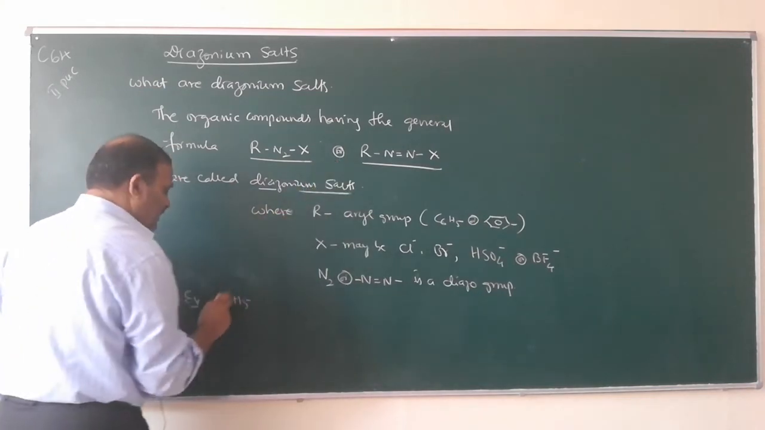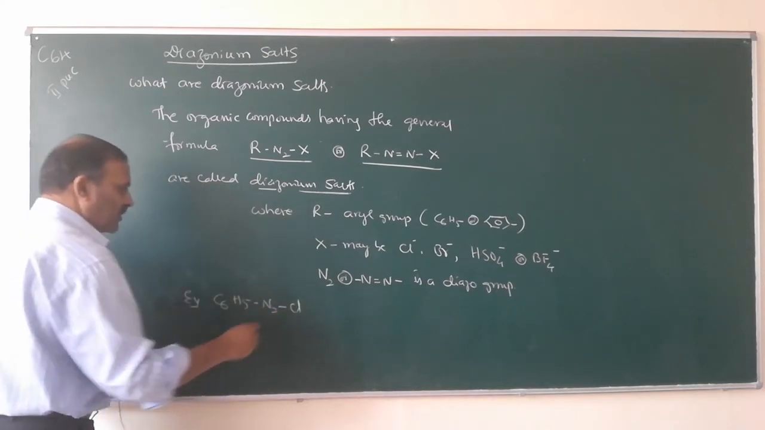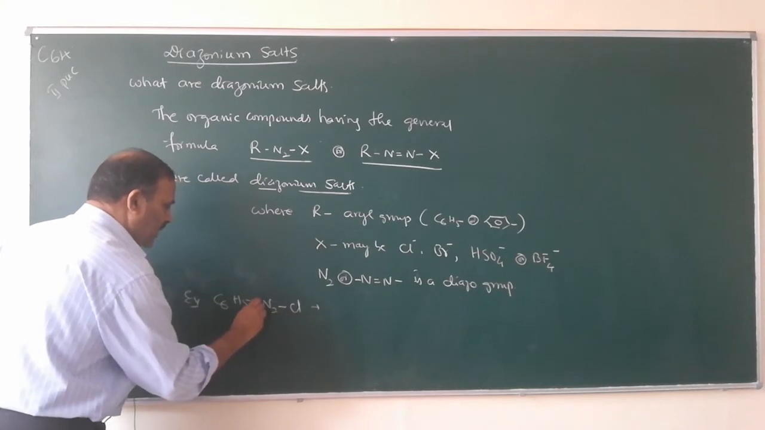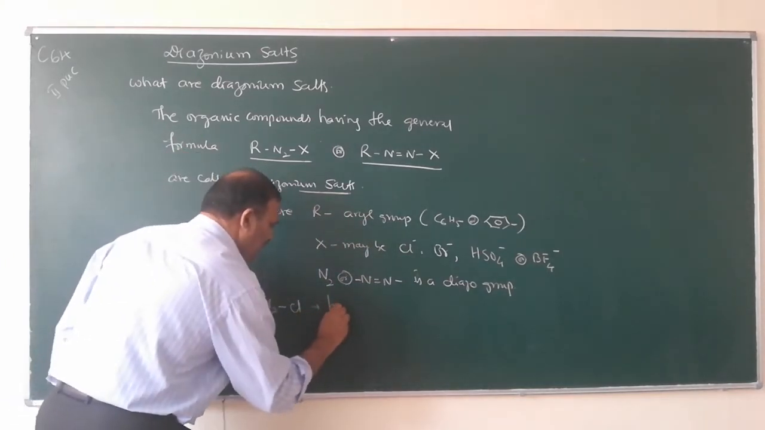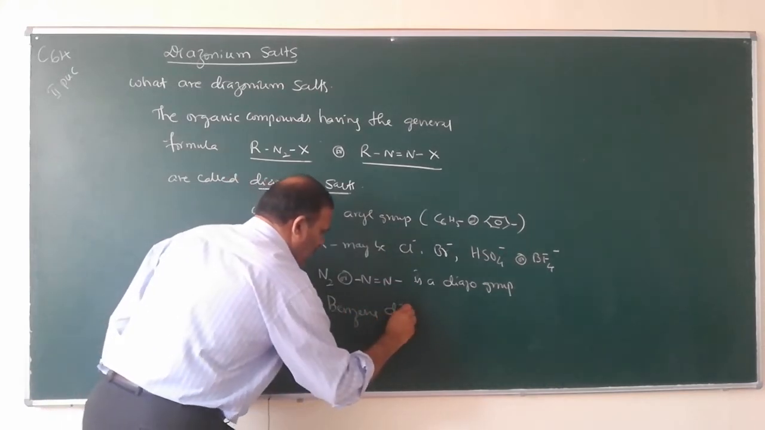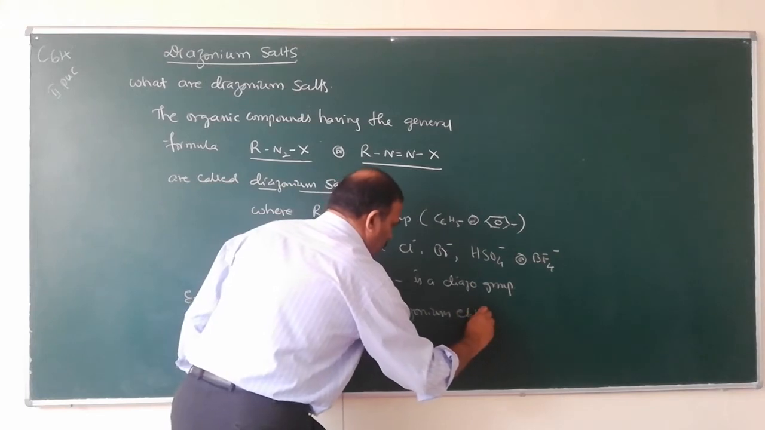C6H5, when R is C6H5, N2Cl. What is this compound? This is benzene diazonium chloride.